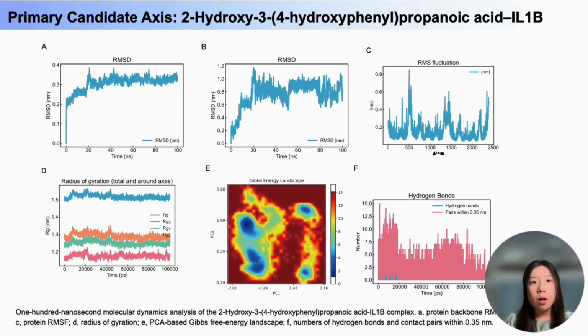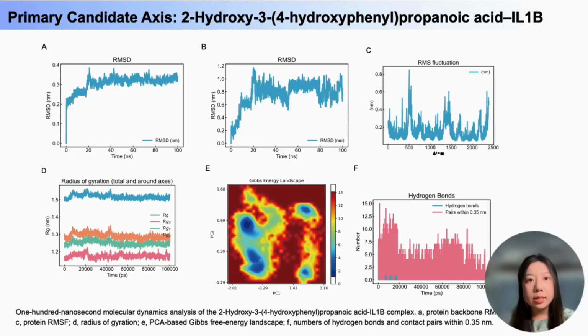The FEL also showed connected low energy basins. They support relatively stable conformational states. Taken together, these complexes had stronger dynamics support than the other 2 axes. Therefore, we prioritized 2-hydroxy-3,4-hydroxyphenyl propanoic acid and IL-1 beta as the leading candidate axis.